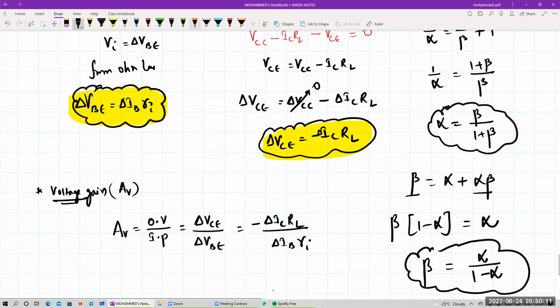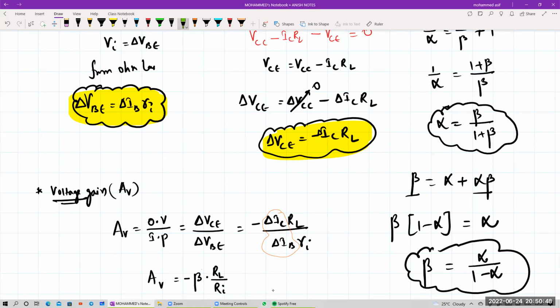Okay. See this one, sir. Collector current divided by base current is known as what, beta? IC divided by IB. Collector current divided by base current is called what? Transconductance. Sorry, it is called what? IC by IB is represented by what? Beta. Yes, sir. So AV will be equal to minus beta into output resistance divided by input resistance.